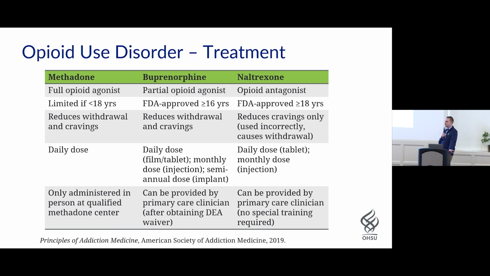It is FDA approved for anyone over the age of 16. It helps with withdrawals and cravings. It's usually a daily dose. Sometimes people take it once a day, sometimes twice a day. I even have some patients who take it 3 times a day, especially if they have co-occurring chronic pain. But in general, it's a very long-acting partial opioid agonist, and so really once or twice daily dosing is acceptable. It comes in a tablet form that is dissolved under the tongue.